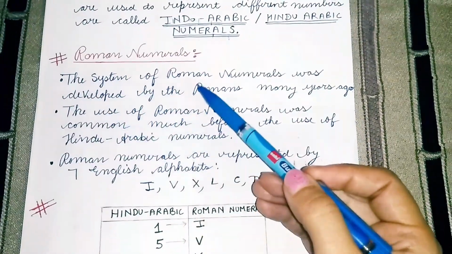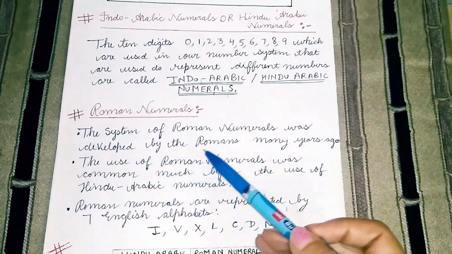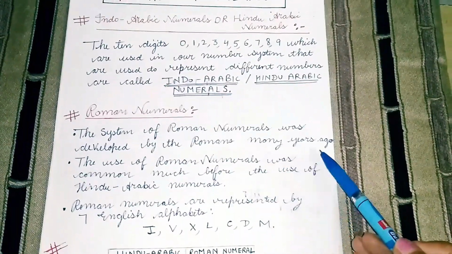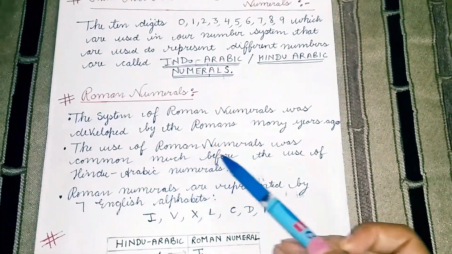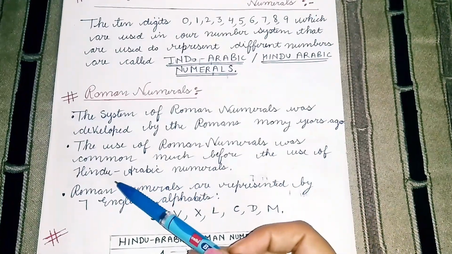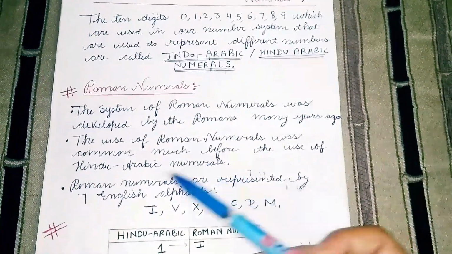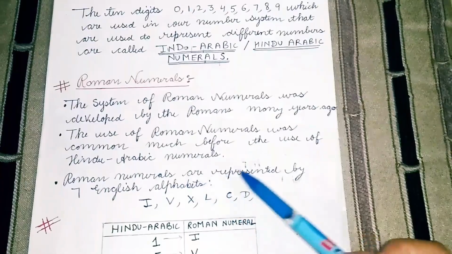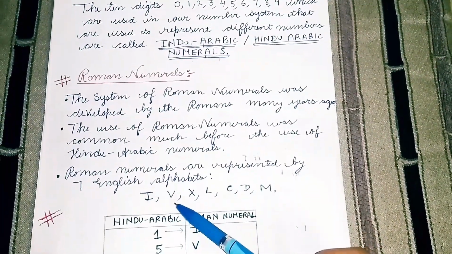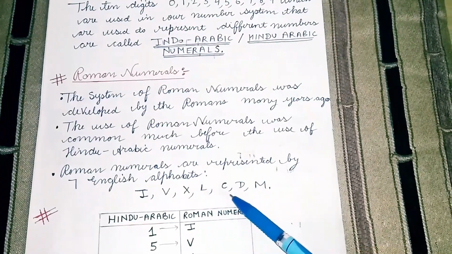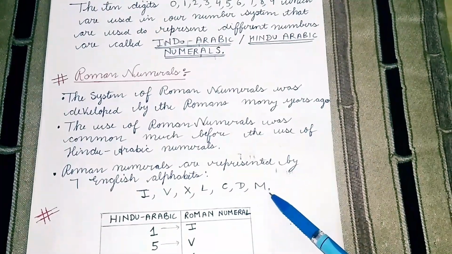The system of Roman numerals was developed by the Romans many years ago. The use of Roman numerals was common much before the use of Hindu-Arabic numerals. Roman numerals are represented by 7 English alphabets: I, V, X, L, C, D, M.